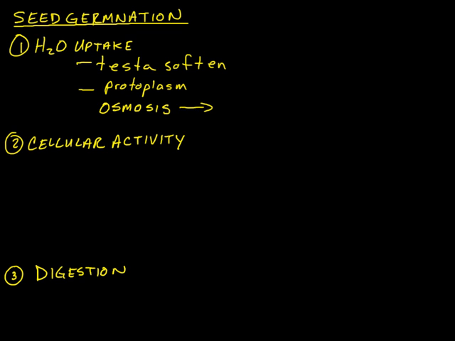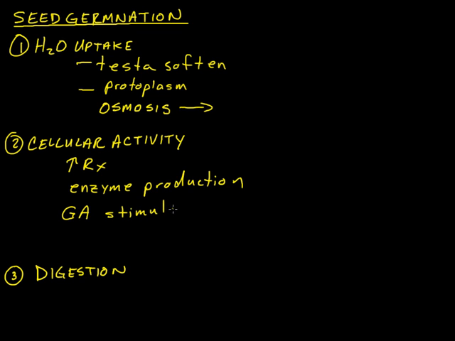Once the cytoplasm of the cells has been rehydrated, they can start cellular activity. And what they do, as outlined in the notes, is they start to produce specific enzymes that are going to be needed for the next step, and respiration increases. So respiration goes up, enzyme production begins, and this is, as you may recall when we talked about the endogenous hormones, gibberellic acid is thought to be heavily involved in this process. So this stimulates that production of enzymes. So we'll say GA stimulated, GA being gibberellic acid.